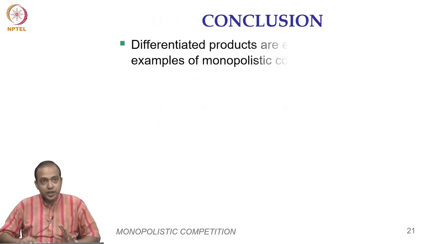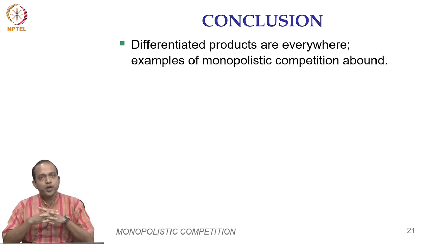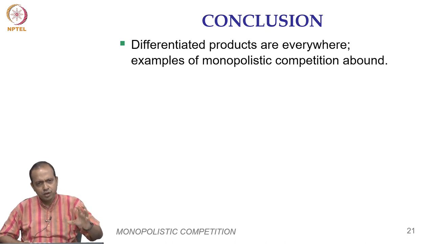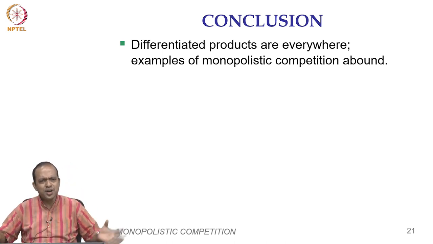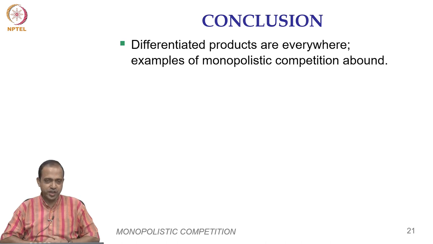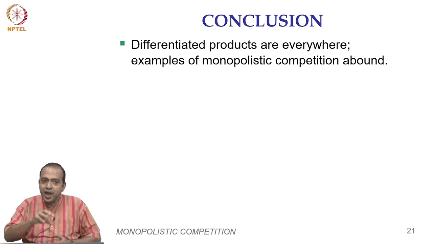So, in conclusion, what we can say is that differentiated products are everywhere. That is why monopolistic competition is a more prevalent type of market structure than perfect competition. All the products, whatever you see, a bottle of drinking water, novels, nightclubs, cereals, shampoos, soaps, toothpaste, are all differentiated products. Not much of a difference in the true sense, but they are differentiated with advertisement and so forth. So that is why it is a monopolistically competitive market.